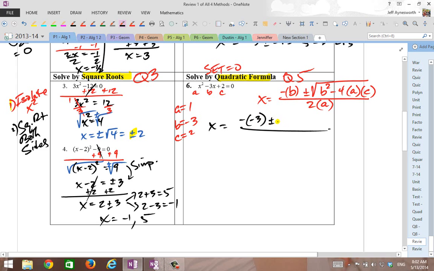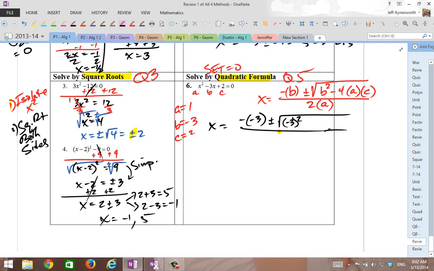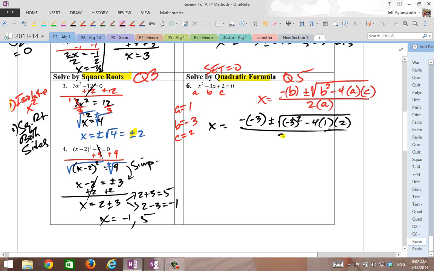Plus or minus the square root of. Notice the use of parentheses here. Negative 3 squared. Notice the use of parentheses. I see a lot of people drop off the parentheses, and that is not correct. Whenever you square a negative number, you must use parentheses. So negative 3 squared minus 4 times a, 1, times c, which is 2, all divided by 2 times a, which is 1. Always substitute first.